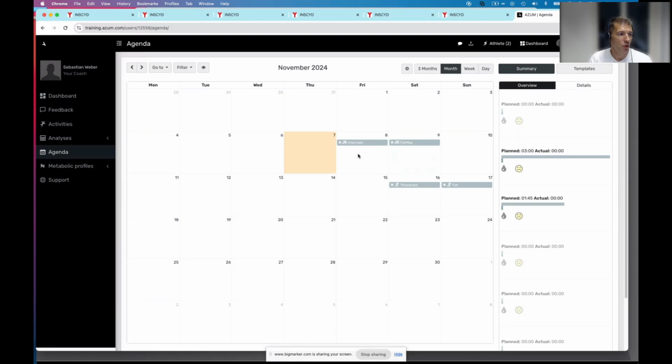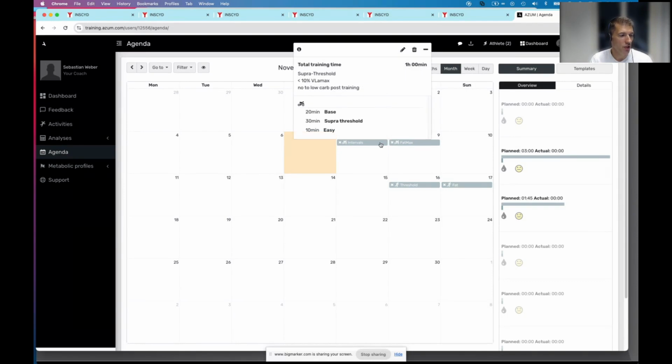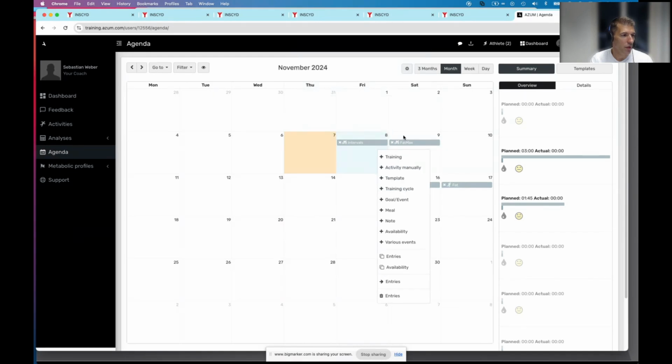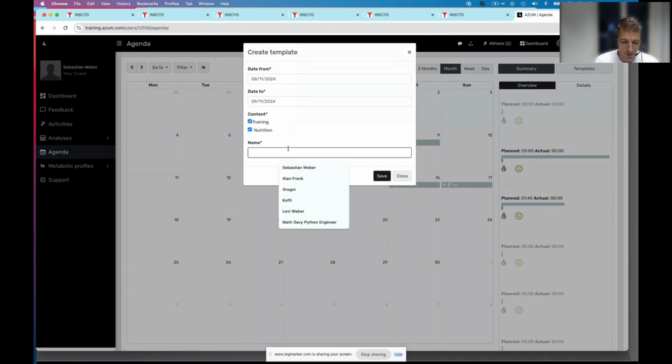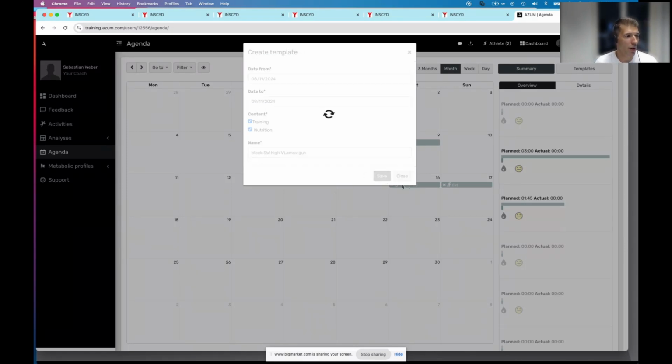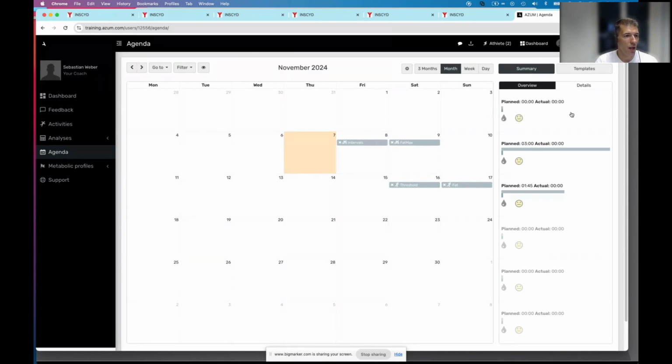So what I would do here, I would have these two sessions together and make a template out of it and say, okay, this is my block, some kind of combination. And if I have this, let's call it the block for the high VLamax guy, now when I have that, I can actually take it and drop it in here.